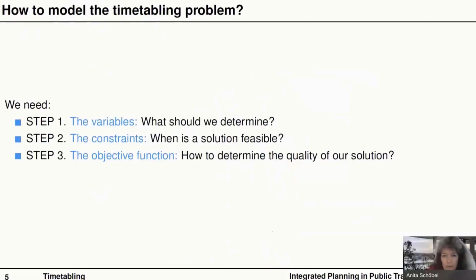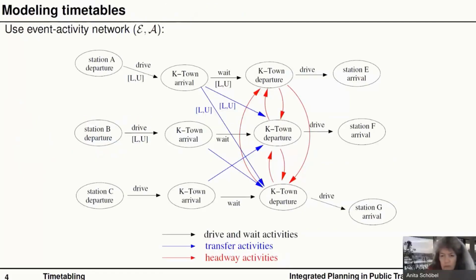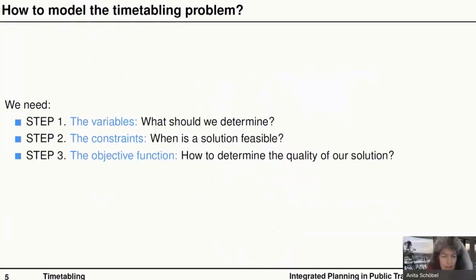So this is just to show that this can all also be modeled as a graph, but we still want to go back to our old steps. If we now want to formulate the problem as a mathematical program, we have to deal with the variables, the constraints, and the objective function.